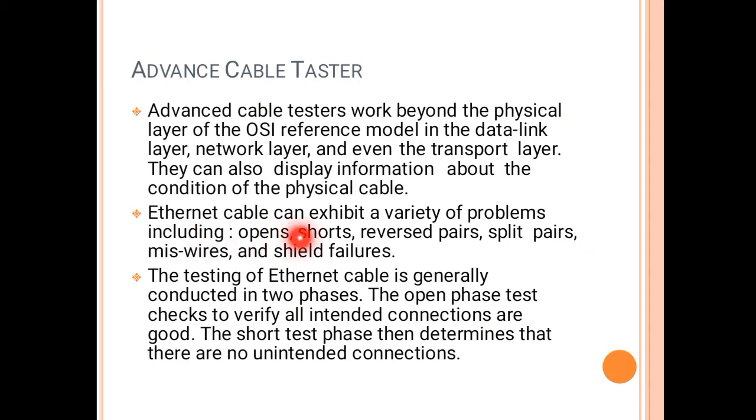Here we have open wires, short circuits, reversed pairs, split pairs, miswires, and cable failure. If these types of problems occur in our system, we can solve them using an advanced cable tester. The testing of an Ethernet cable is generally conducted in two phases.